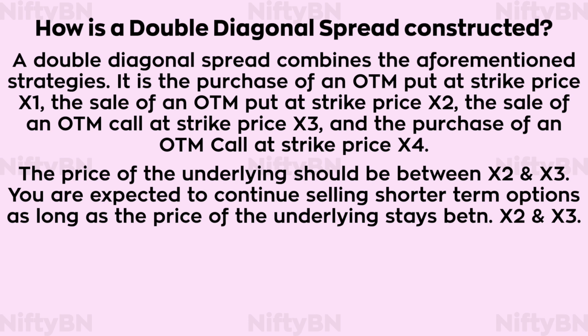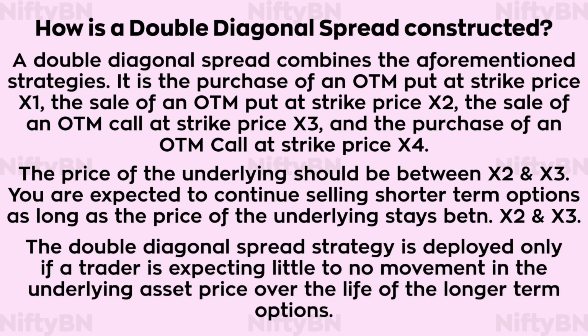You are expected to continue selling shorter term options as long as the price of the underlying stays between X2 and X3. The double diagonal spread strategy is deployed only if a trader is expecting little to no movement in the underlying asset price over the life of the longer term options.